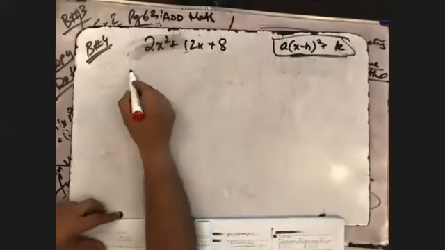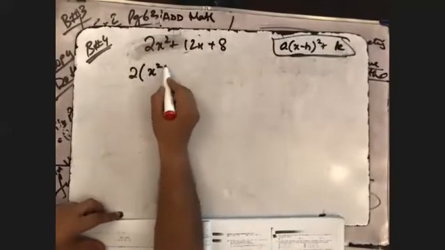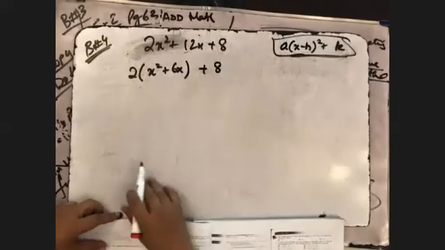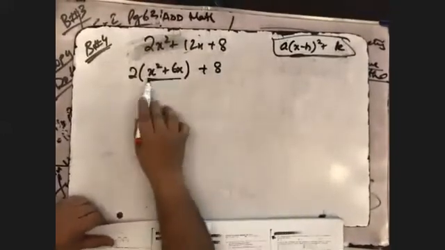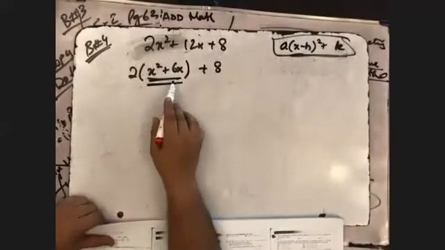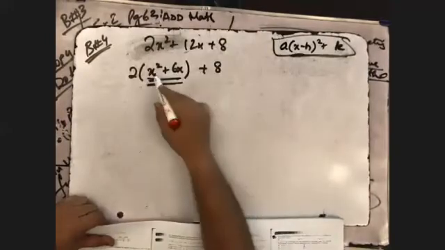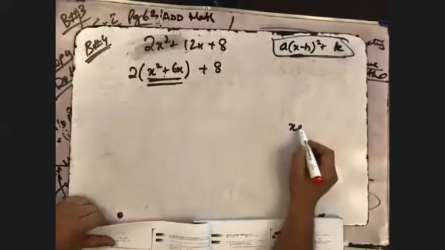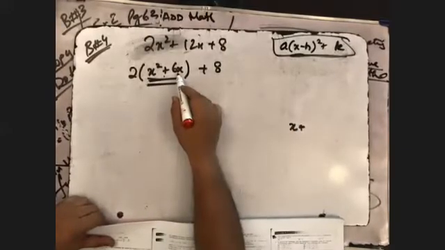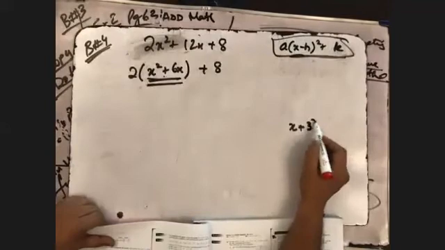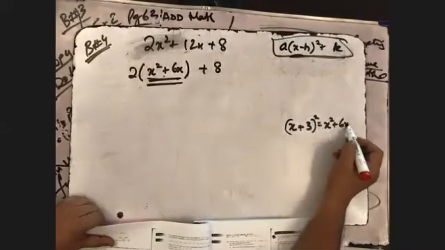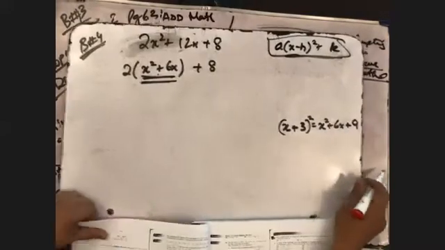So I take 2 common. I get x squared plus 6x, I leave the bracket, and I get a plus 8. Now observe this very carefully. Instead of x squared, I write down x plus, instead of 6, I write down 3. I do the expansion of this. I get x squared plus 6x plus 9.